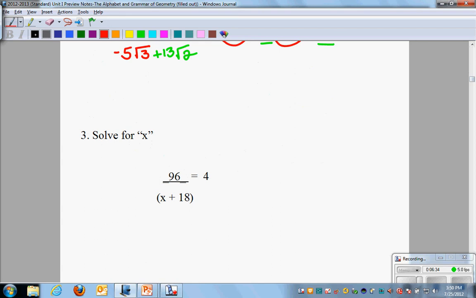Solving for x. Here we have a fraction, and on this side we have a whole number. The simplest way to deal with this is change all whole numbers into a fraction. We're going to do that by putting it over 1. Now that we are done with that, we can cross multiply. So I'd like you to put your pen on 96, draw an arrow, and then put your pen on x plus 18 and draw an arrow. We're going to cross multiply.